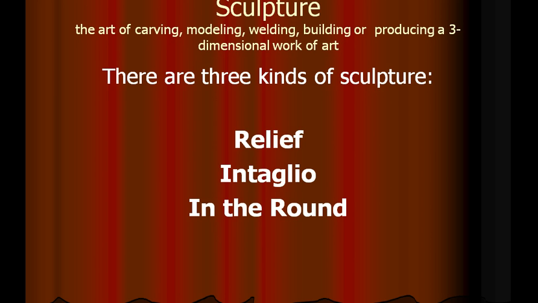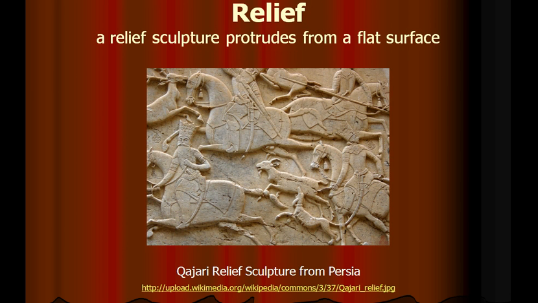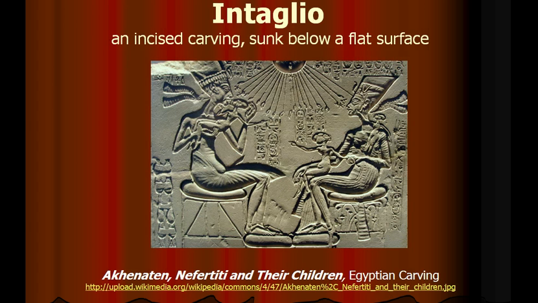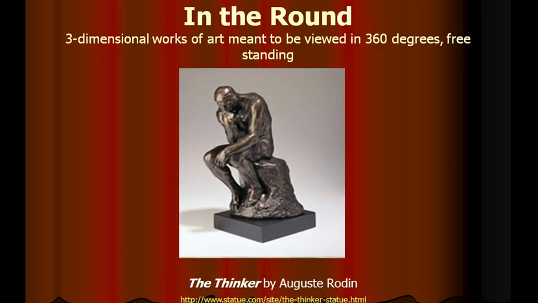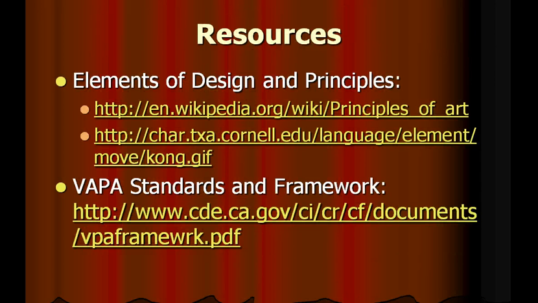And there are three kinds of sculpture: relief, intaglio, and in the round. Relief refers to sculpture that protrudes from a flat surface. Intaglio is an incised carving sunk below the flat surface. In the round is a three-dimensional work of art meant to be viewed in 360 degrees and is often freestanding.